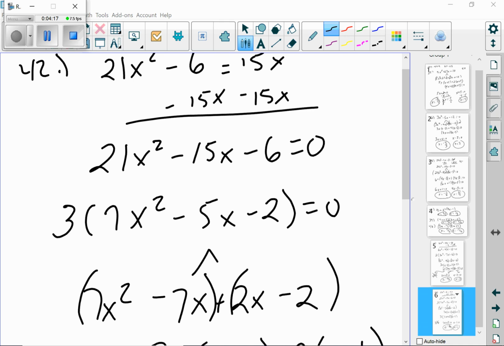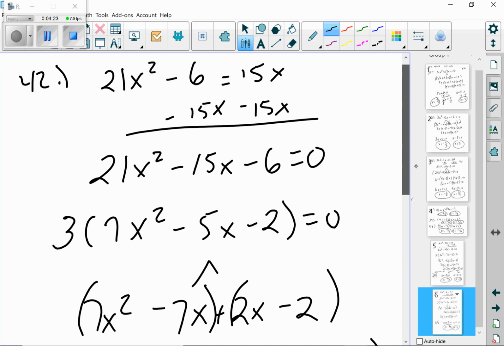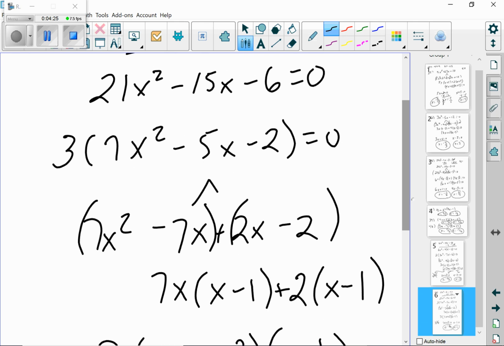Okay, on 42, I decided to show all the work for that again. 21x squared minus 6 equals 15x. Move the 15x to the other side so we have the problem 21x squared minus 15x minus 6. One thing to note, when you're moving all these terms together, I like to have the x squared term as positive. You don't have to. I just like to factor that way. You can do it either way. I like to get everything on the side where the x squared is going to be positive. It makes it easier for me to factor.